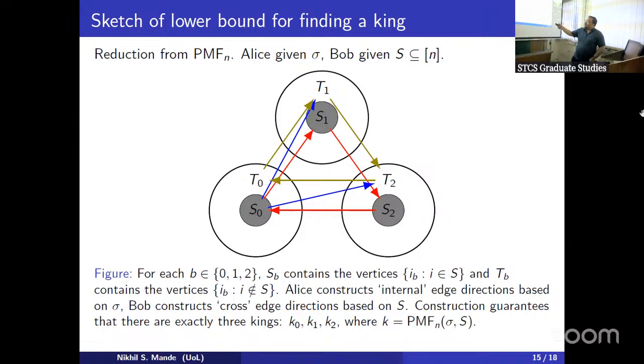So because of this omega n lower bound that I told you on the previous slide for PMF, this means finding kings also has an omega n lower bound. Questions?